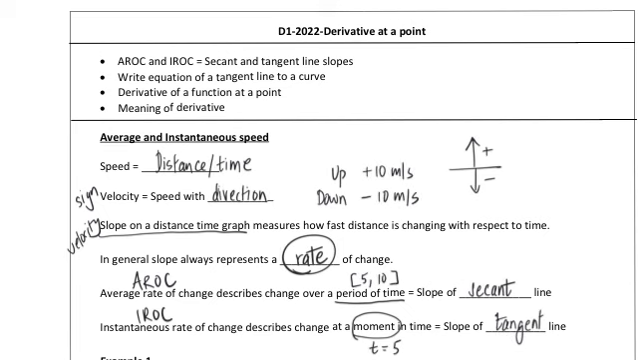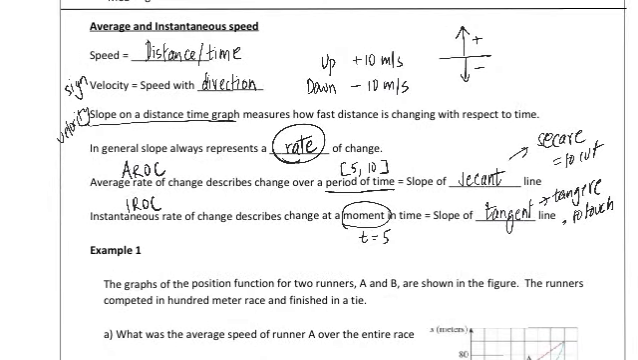For those of you who might know a little Latin, secant comes from the word secare, or cut, that is to cut in Latin. Tangent comes from the word tangere, which means to touch. So a secant line is going to cut the curve at two places. A tangent line is just going to touch the curve at one place.